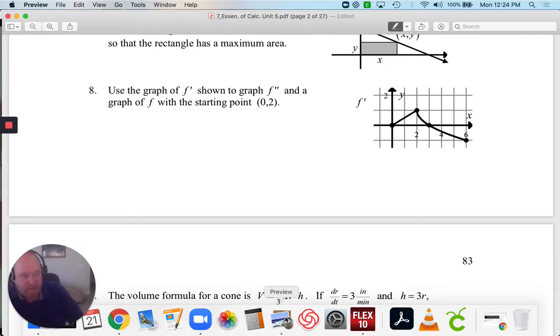So where is it increasing? From 0 to 2, it's increasing. And then from 2 to 6, it is decreasing. And at 2, it's undefined. Now, from 0 to 2, it's just a line, and the slope of that line goes up 1 and over 2. So it's 1/2.